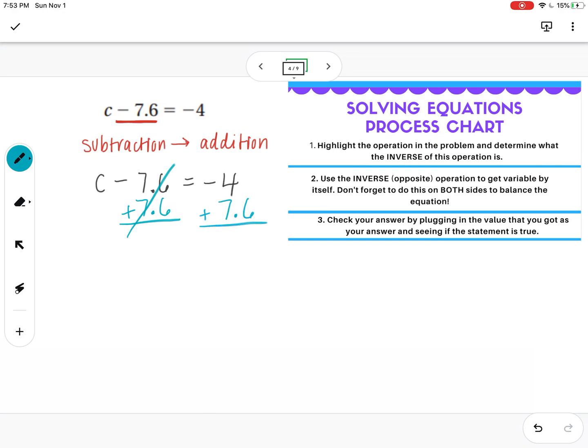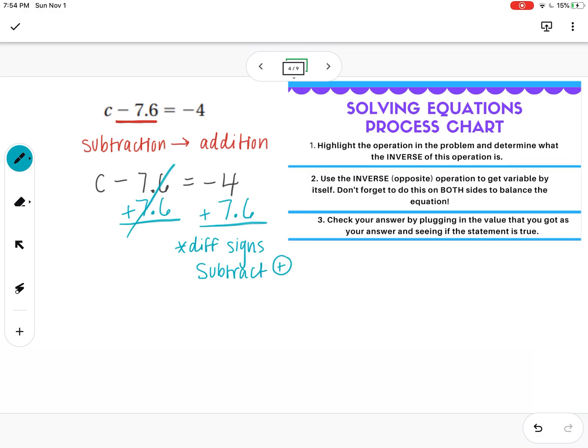So now make sure you're paying attention to the signs. We have negative 4 plus 7.6. In this case, they are different signs. Remember, anytime we're adding or subtracting different signs, we subtract and keep the bigger sign. So we're going to subtract. I'm going to set this up over here, and we're going to keep the positive sign in this case since 7.6 is bigger than 4.